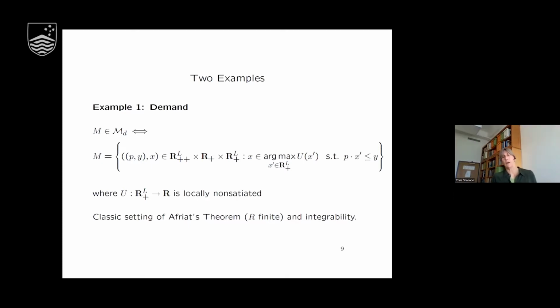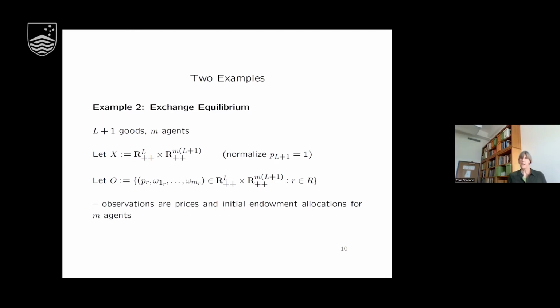Here, the observations, the data set, is finite, or there are all sorts of other classic problems in demand theory, for example, integrability or things like that. The second example that I'm going to use to motivate things is the exchange equilibrium example. For notational reasons, I want to think of this as an exchange economy with L+1 goods and M agents. And here, what is observable?